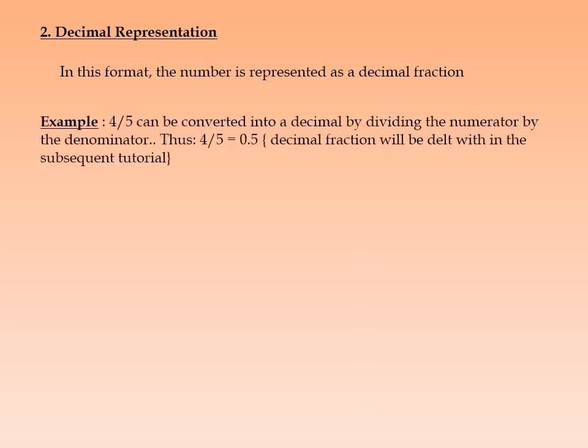So let's look at decimal representation. In this format, the number is represented as a decimal fraction. So you can see the example there. It said 4/5 can be converted into a decimal by dividing the numerator by the denominator. Thus, 4/5 equals 0.5.